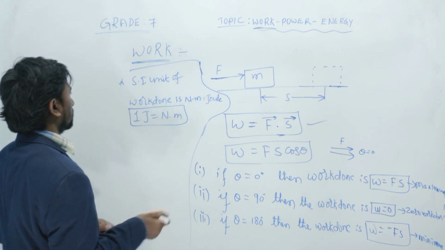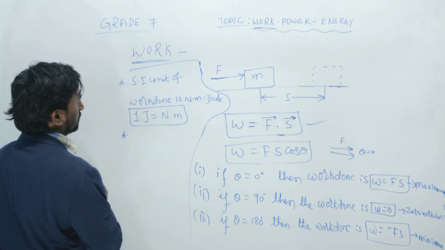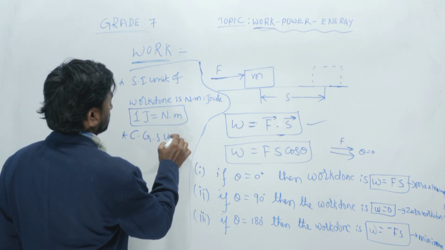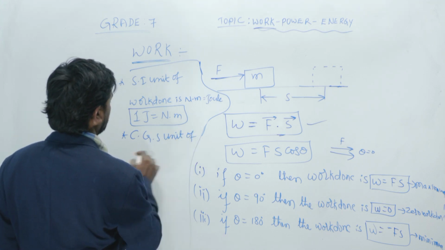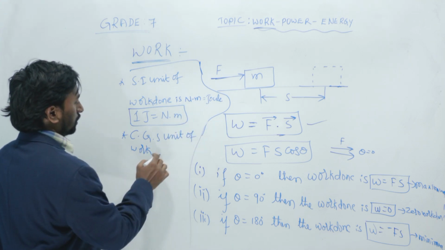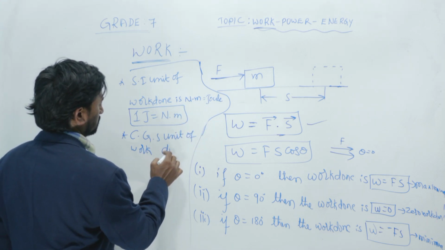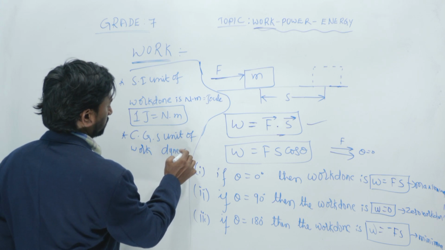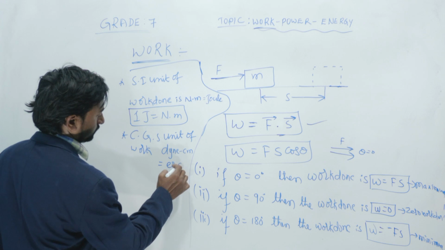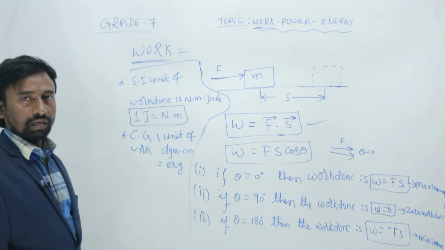Now the CGS unit of work. What can we write here? The CGS unit of force is the dyne, so the CGS unit of work is dyne centimeter, which is equal to erg.